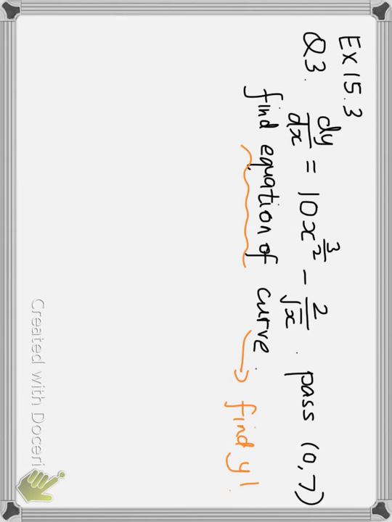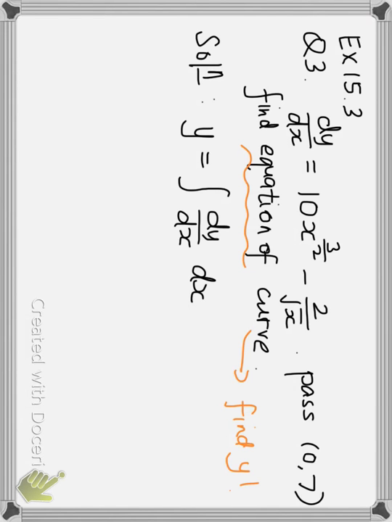So the equation of the curve will be y. So how do you find y then? So you need to integrate the dy dx. Okay? So y, okay, your solution would be y equals the integral of dy dx with respect to x. Okay? So this is how it is set. Integrate dy dx with respect to x. So that integration sign and the dx is like a symbol.